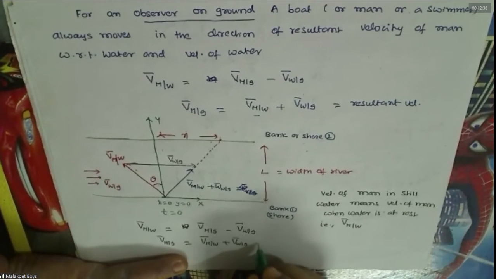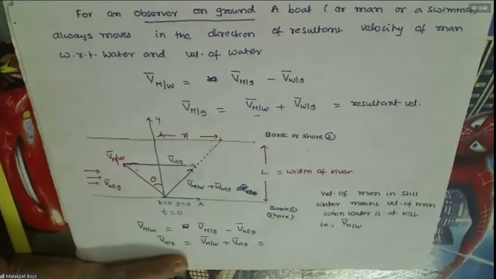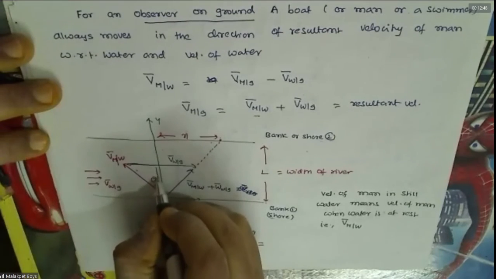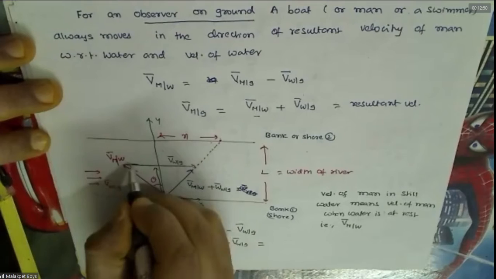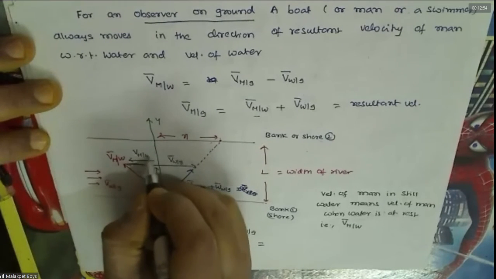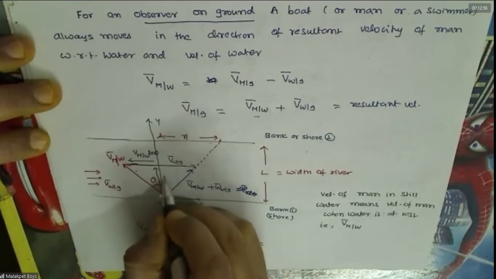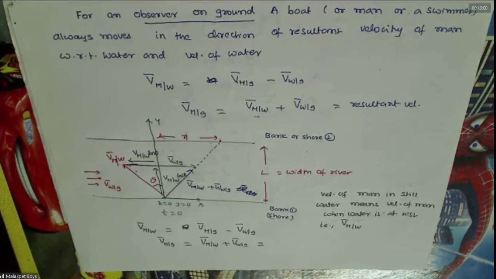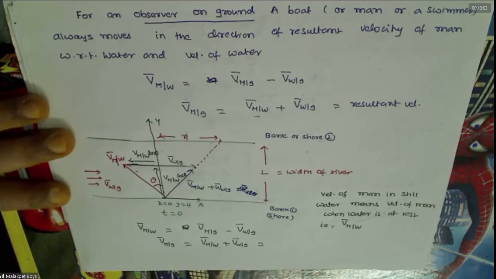Understood, sir. So now you can see, you can resolve this into two components. If you observe carefully, this can be resolved into two components. One is this component, the other is this component. This is VMW sine theta. What is this? VMW cos theta. So we just want to resolve this into vectors, nothing else.